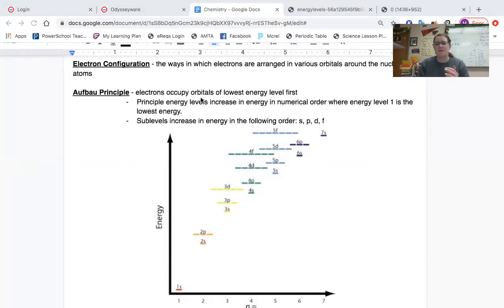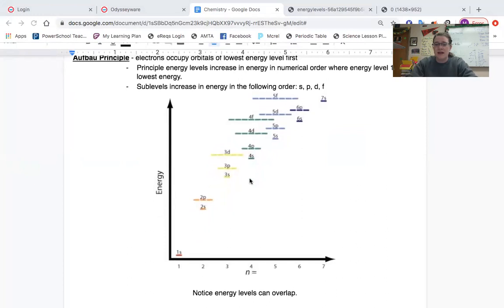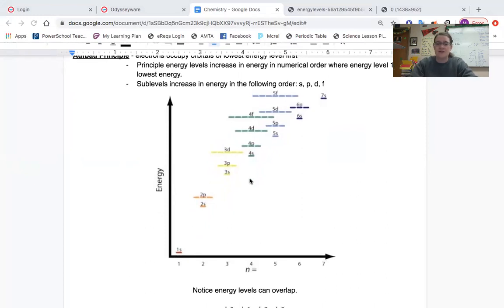Our sublevels increase in energy in the order s, then p, then d, and then f. So it's going to fill the s first, and then the p, and then the d, and then the f. We have actually found energies, and we have mapped out the energy levels. This is the order in which our energy levels are going to fill.